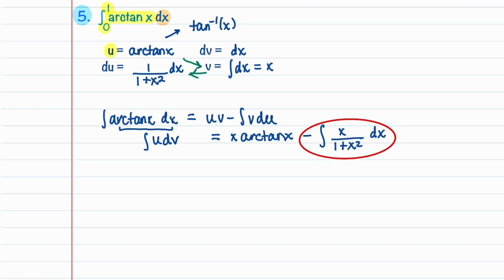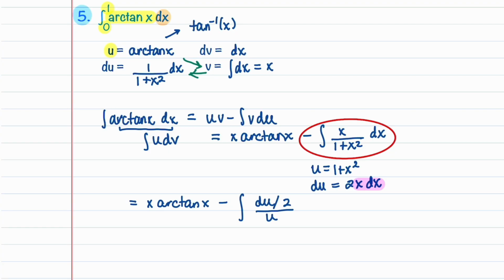You might recognize that we can integrate this by using u substitution. We're going to let u be 1 plus x squared, and then du is equal to 2x dx. I'm going to come over here to the left. This gives us x arctan x. That just comes along for the ride. And then we subtract off the integral. X dx, that's right here, is going to be du divided by 2. And then 1 plus x squared is just u.